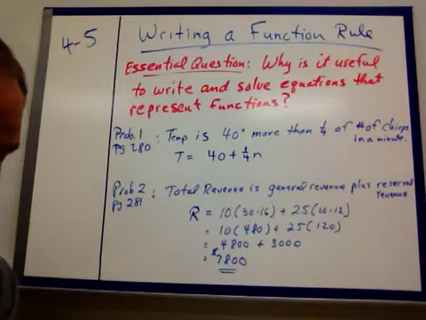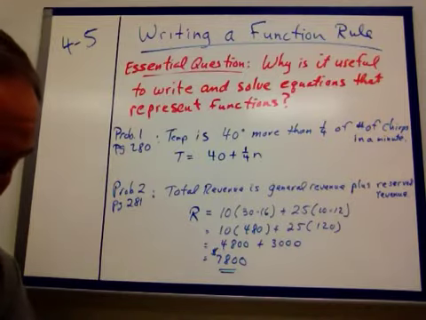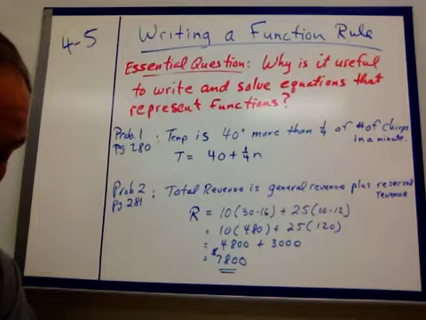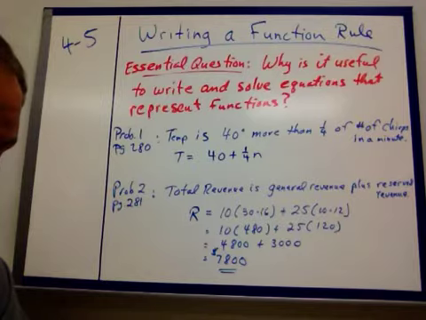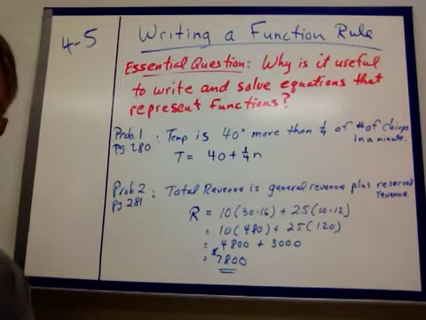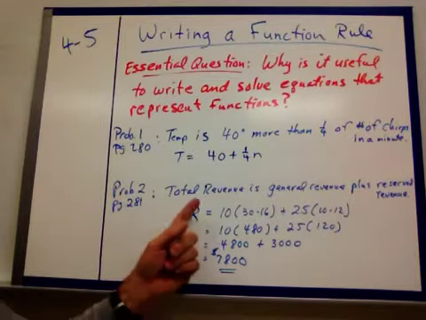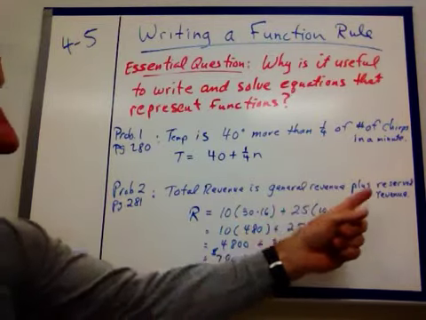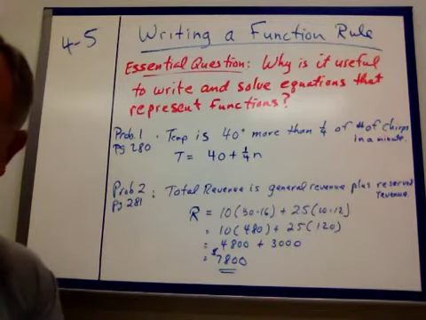Okay, problem 2. A concert seating plan is shown below. And you can follow this. It's on 281, it's in your book. Reserved seating is sold out. Total revenue for ticket sales will depend on the number of general seating tickets sold. Write a function rule to represent this situation. And then what is the maximum total revenue? Okay? The total revenue is the general revenue plus the reserved revenue. If you look in the book, you'll see in the problem there's 2 different sections of seating.